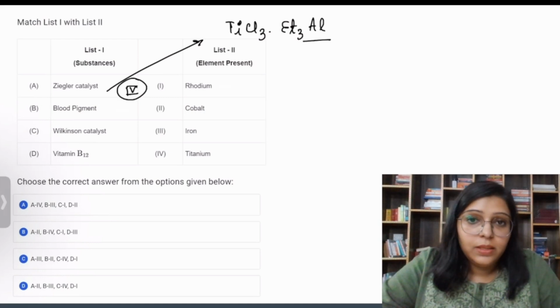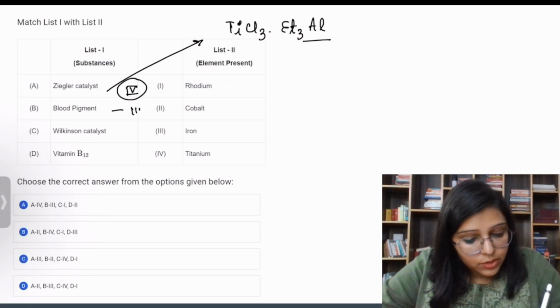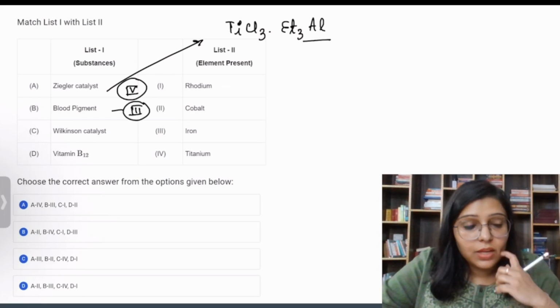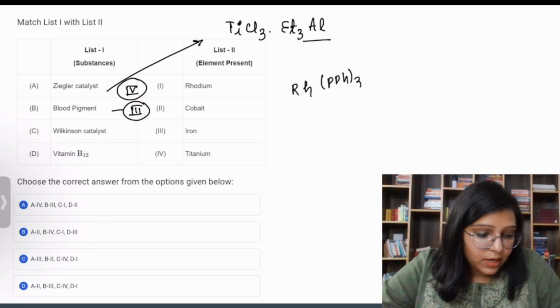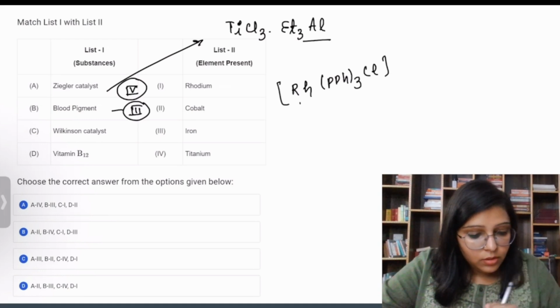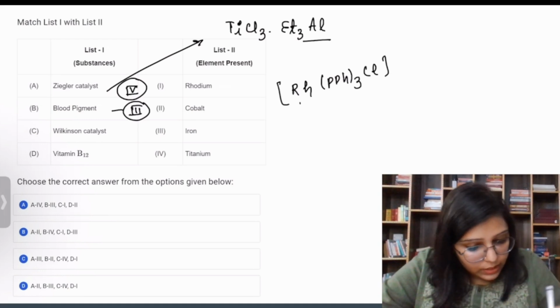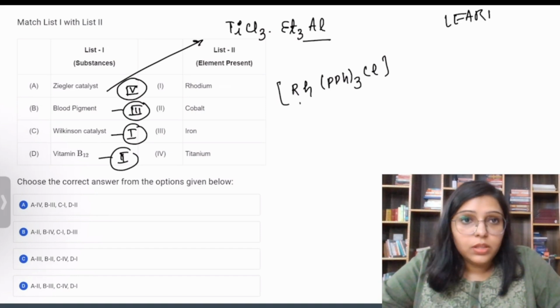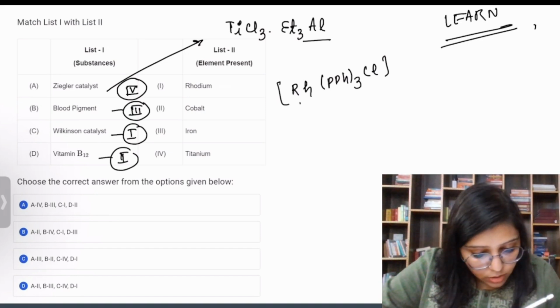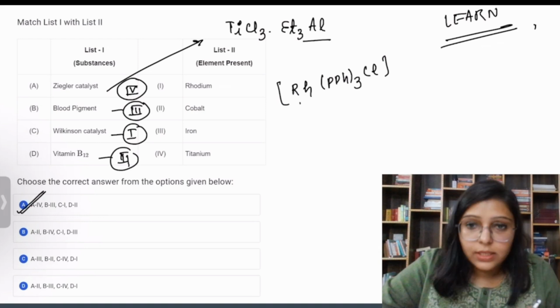Now blood pigment. In the blood we have iron, so B can be matched with third. Wilkinson catalyst is rhodium, with triphenyl phosphine and chloride. So we can match this with rhodium, and for vitamin B12 we have cobalt. So basically you have to learn it. On the basis of this, which option is correct? Option A: 4, B third, C first, and D second. So option A is the correct answer.